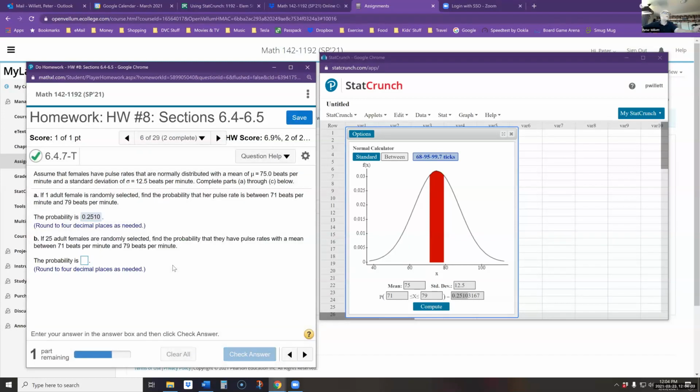Yay. Then in part B, it says, if 25 adult females are randomly selected, find the probability that they have pulse rates with a mean in the same range between 71 and 79. So in part A, it was for an individual. Now it's for a group, a sample of 25 people that are randomly selected. And so we want to do the same thing we just did, but because now we're using a group here, we use the central limit theorem, and it tells us that we can do the same thing with a modification. So how would I modify what I did here for part B?